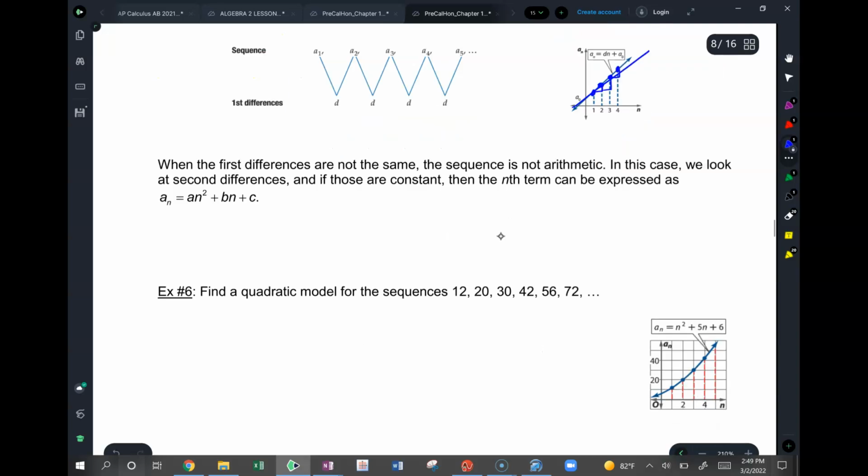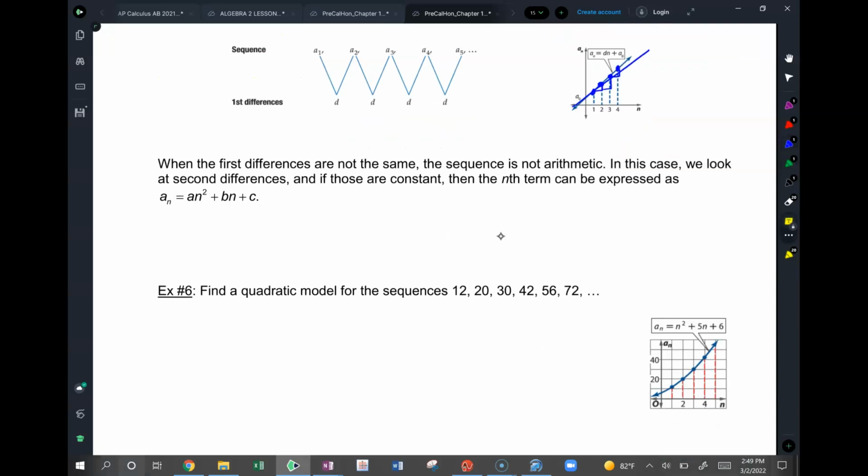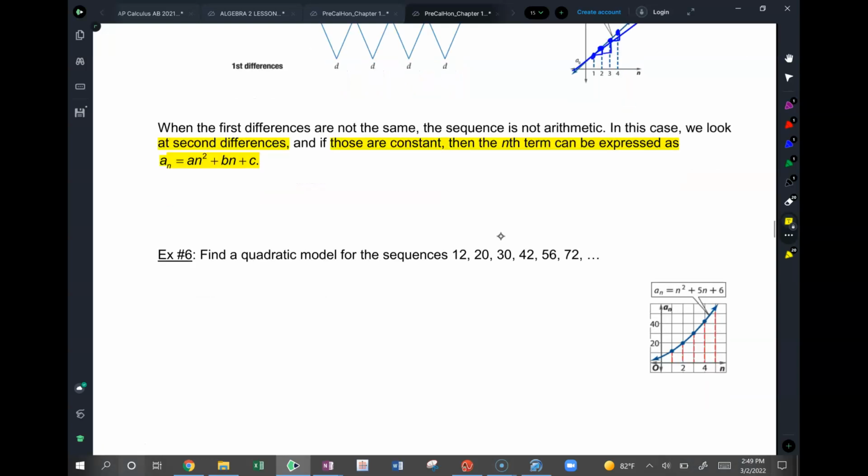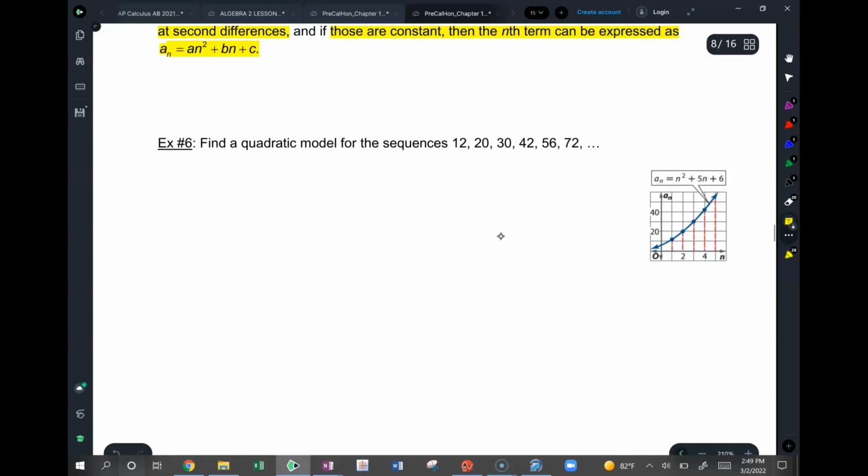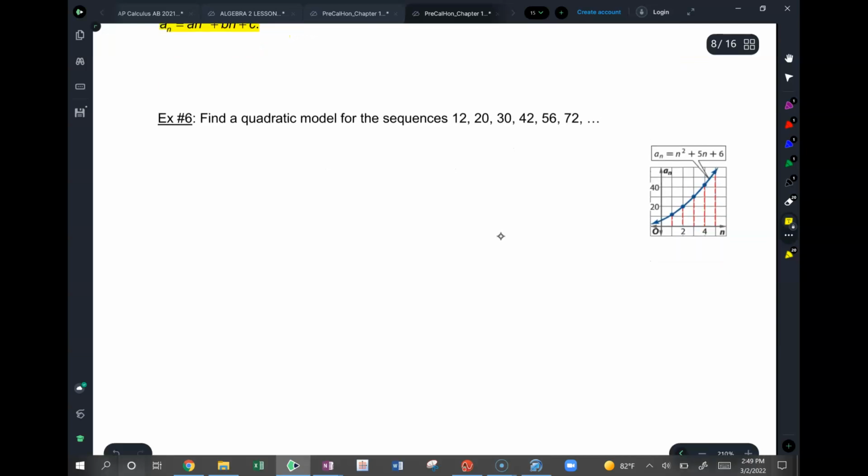However, when the first differences are not the same, then it's not an arithmetic sequence. In this case, you can look at second differences. And if those second differences are constant, then you get a quadratic relationship. So we're going to find a quadratic model for this one.